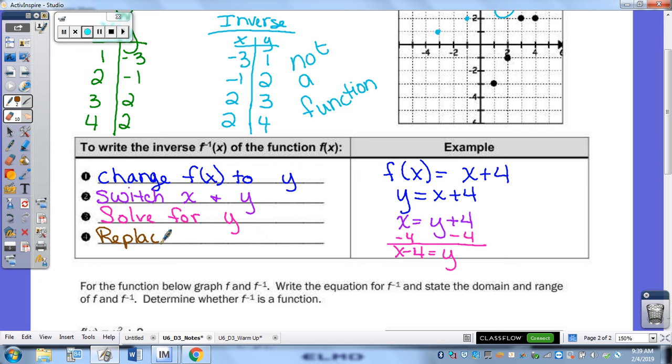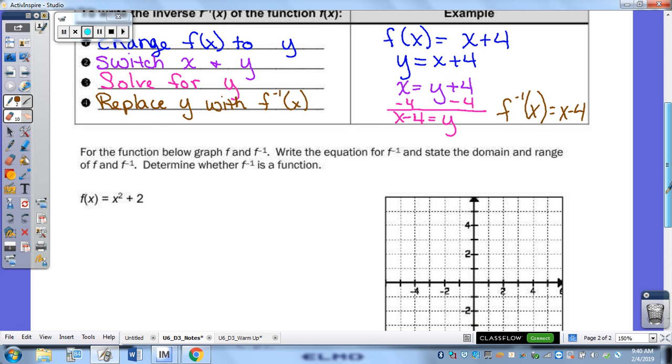And then our last thing is you're going to replace y with the correct notation, which is f to the negative 1 of x. That's how we write our inverses in function notation. So over here, my example, f to the negative 1 of x equals x minus 4. That's going to be my inverse for my example there. So 4 pretty easy steps. Keep practicing them. That's how you're going to commit them to memory.